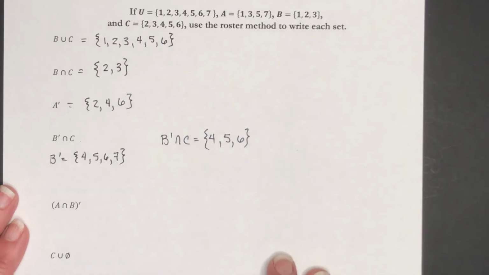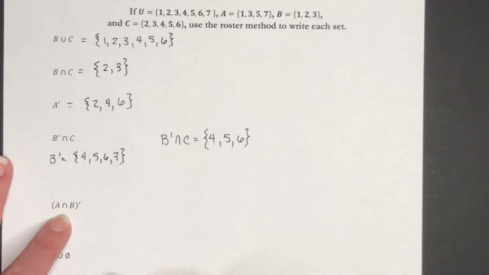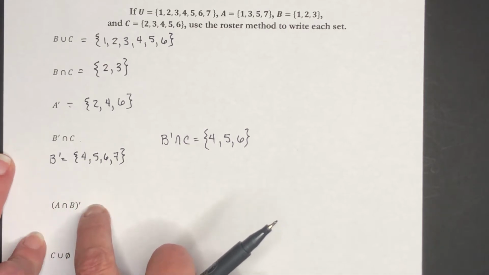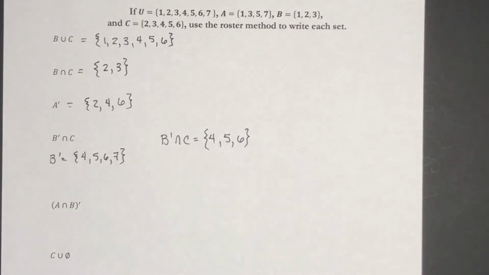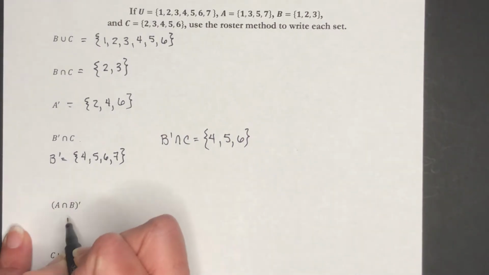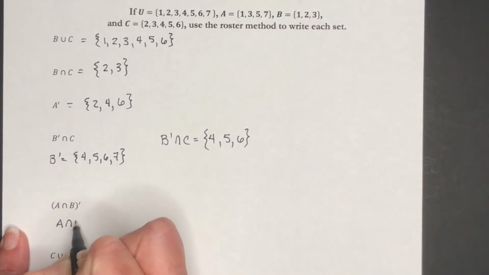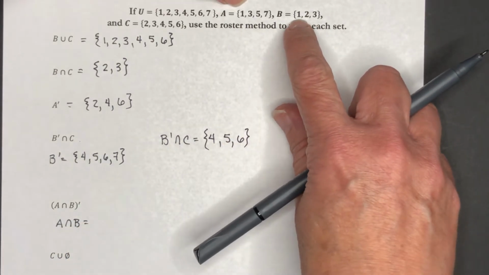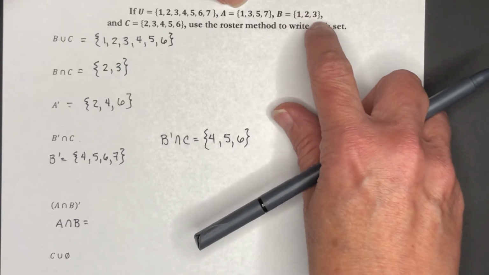Okay, now let's look at A intersected with B, inside parentheses, complement. Parentheses in these sets work the same way as they do in arithmetic. It means you need to do that part first. So the first thing I need to do is figure out A intersected with B, which is simply what do A and B have in common? 1 and 3.